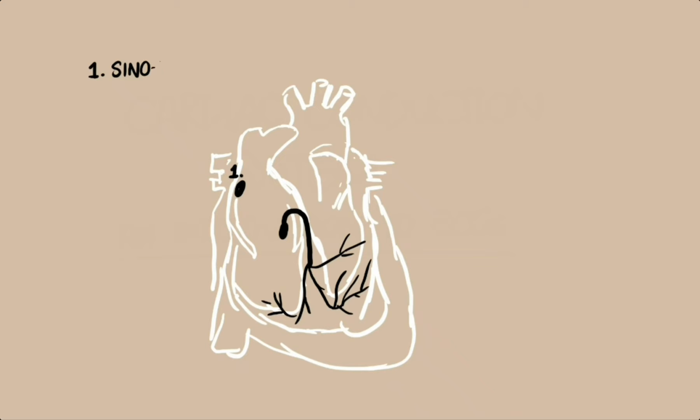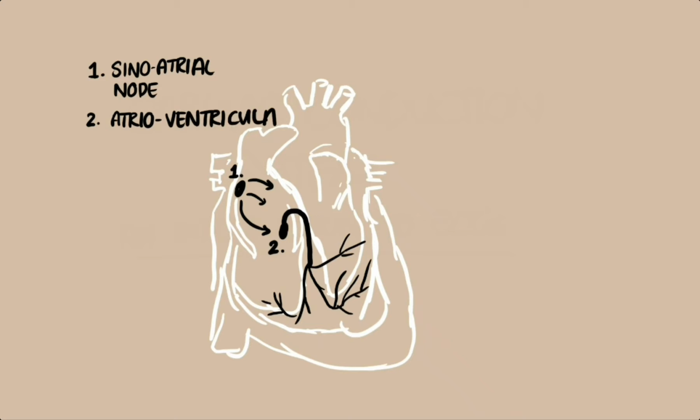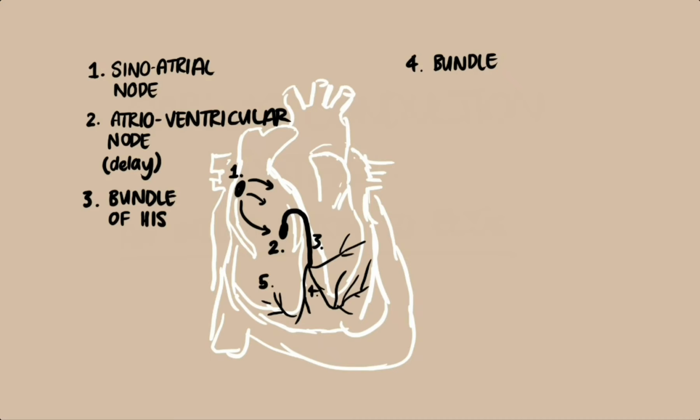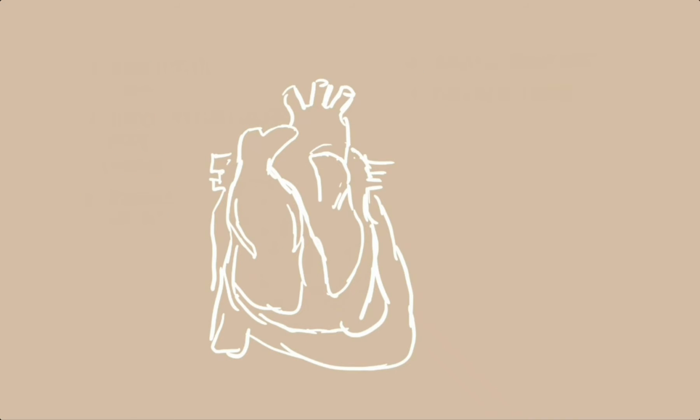So it begins with an electrical impulse being sent from the sinoatrial node, which stimulates the atria to contract. This is then picked up by the atrioventricular node, where there's a delay before it's passed down the bundle of His, the bundle branches, and finally the Purkinje fibers, which stimulate the ventricles to contract. So keep this pathway in mind, because it will help you understand ECGs.